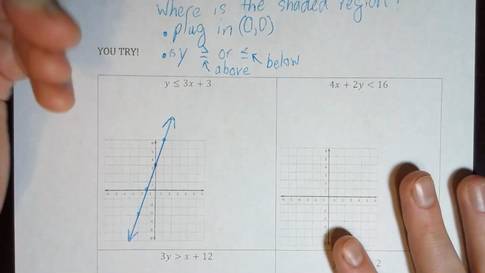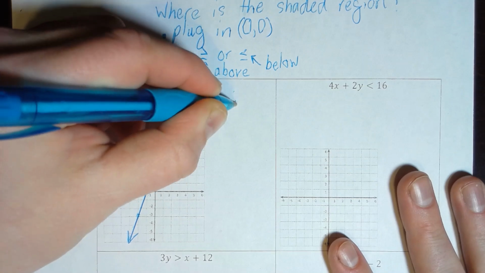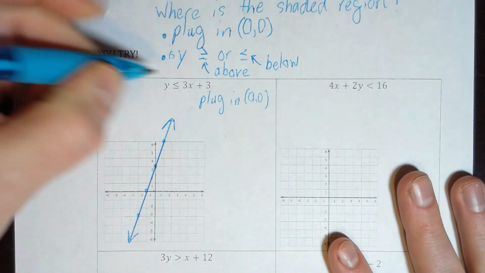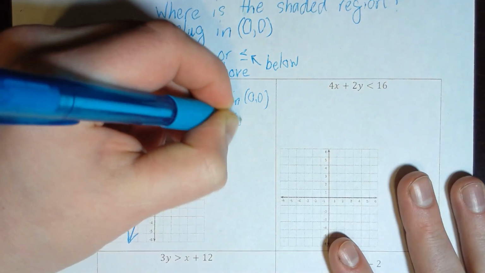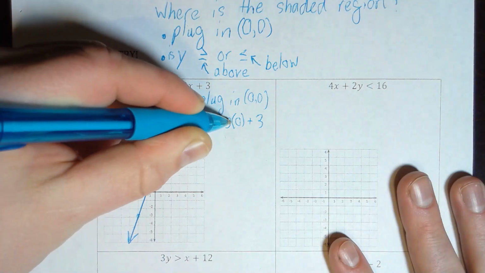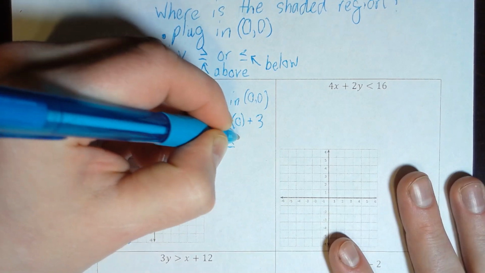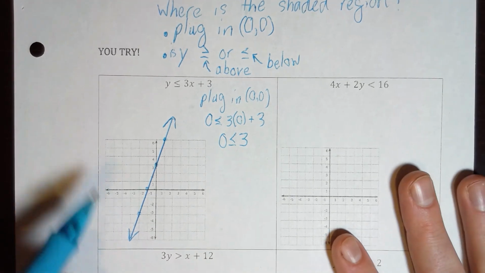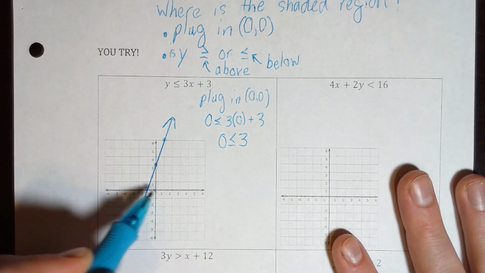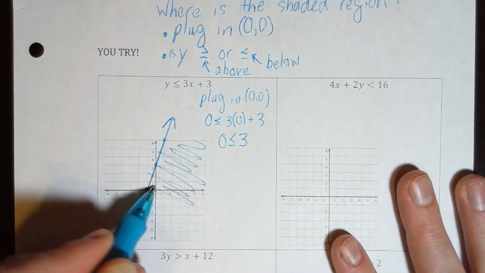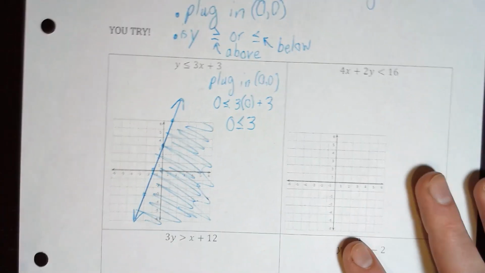So first thing, let's try plugging in 0, 0. So I'm going to do that. Plug in 0, 0. And what do I get? I get 0 is less than or equal to 3 times 0 plus 3. Well, 3 times 0 is just 0 plus 3, so I get 0 is less than or equal to 3. So I know that I need to shade the region that has 0, 0 in it. 0, 0 is on this side of the line, so I am going to be shading this region right here. And I'm saying everything that is to this side is part of our solution set.